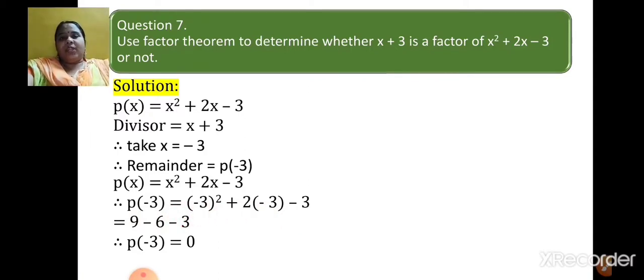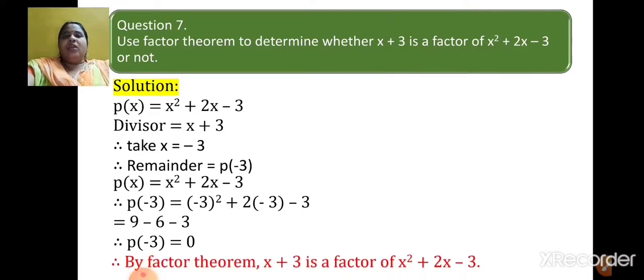In this particular case, I am getting remainder as 0. So I will conclude, since remainder is 0, by factor theorem, the divisor is a factor of the dividend. X plus 3 is a factor of x square plus 2x minus 3. I hope you are understanding it.